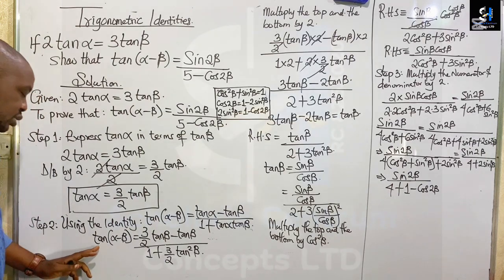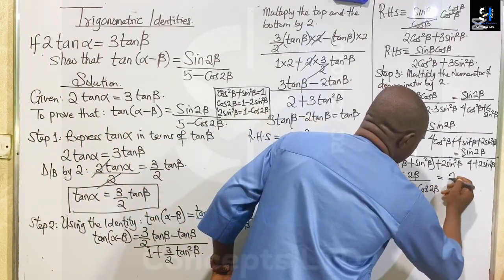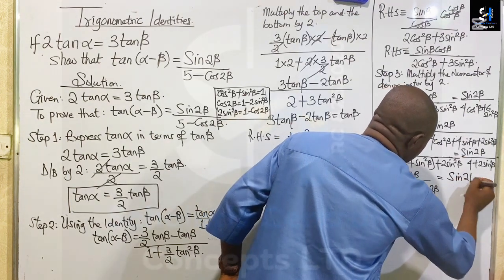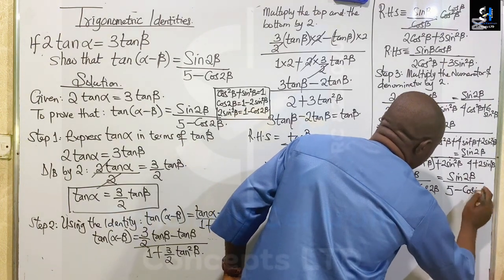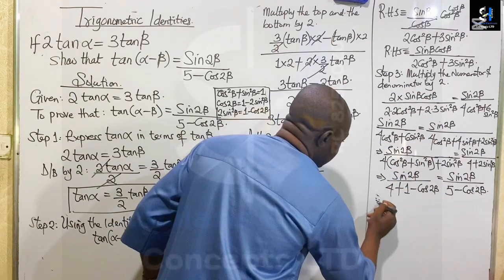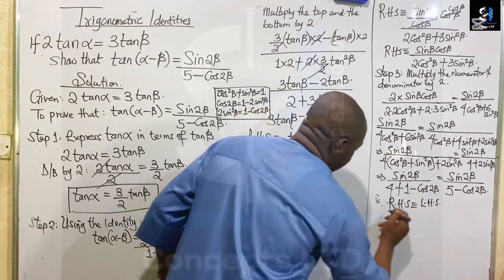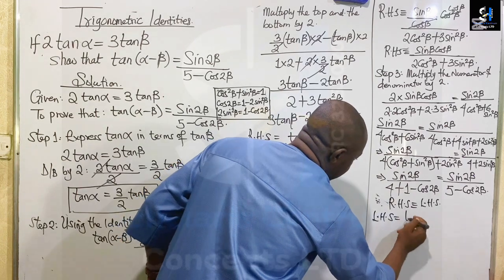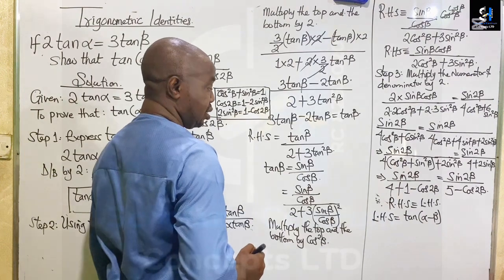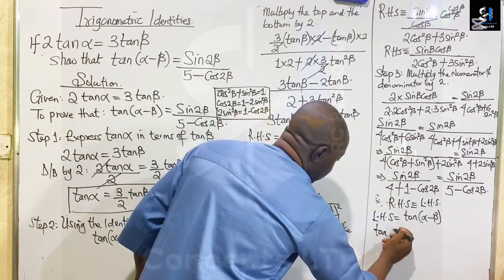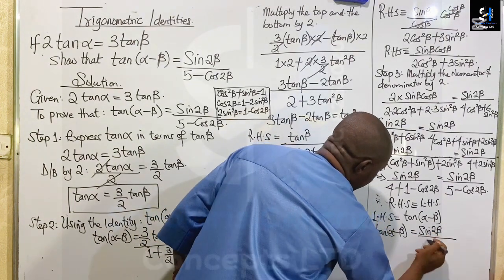The left hand side is what? Tan of alpha minus beta. So we then have sine 2 beta over 4 plus 1, which is 5, minus cos 2 beta. Therefore the right hand side is equivalent to the left hand side. Let's not forget that the left hand side is tan of the difference between alpha and beta. So we can say that tan alpha minus beta is equal to sine 2 beta over 5 minus cos 2 beta.